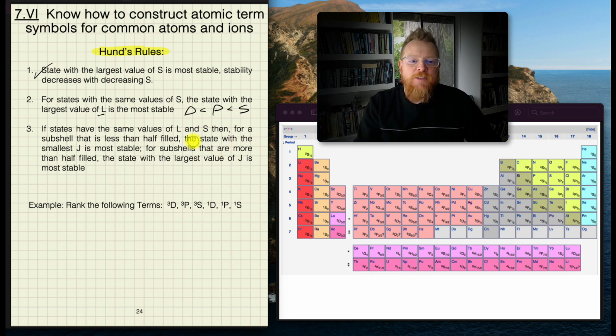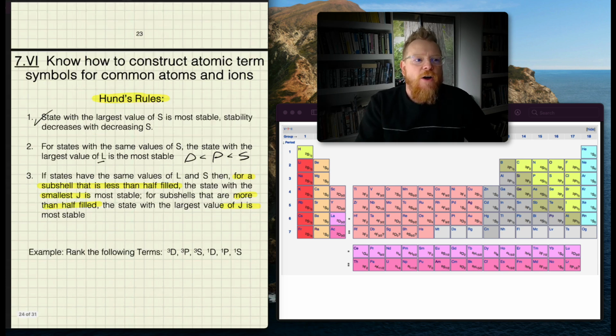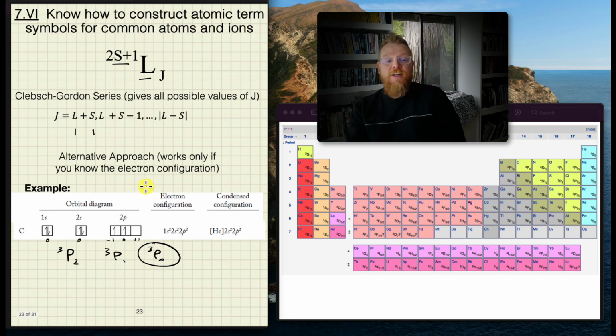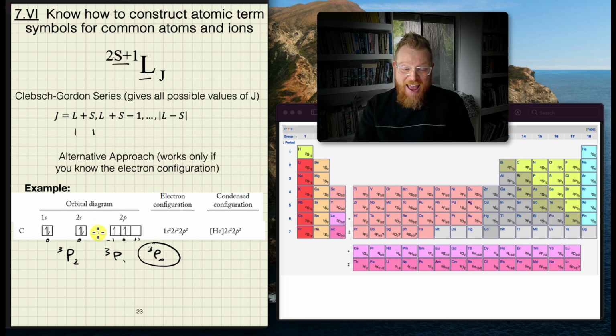So if states have the same value of L and S, then for a subshell that is less than half filled, this is where it gets a little funky. For a subshell that is less than half filled, the state with the smallest J is the most stable. For subshells that are more than half filled, the state with the largest value of J is the most stable. So if we go back to this carbon example that we just did, carbon is less than half filled, so its smallest value of J is the most stable.